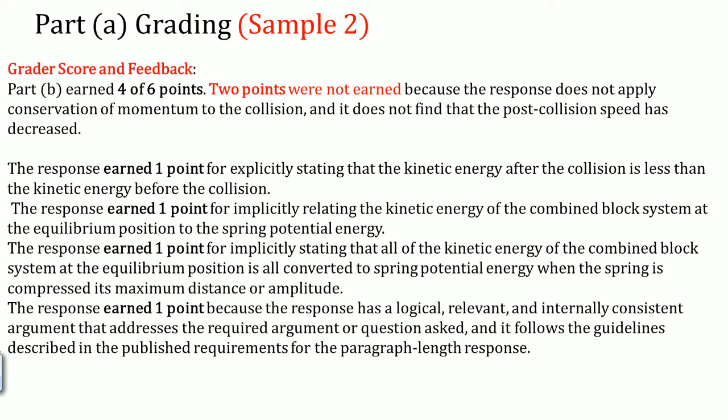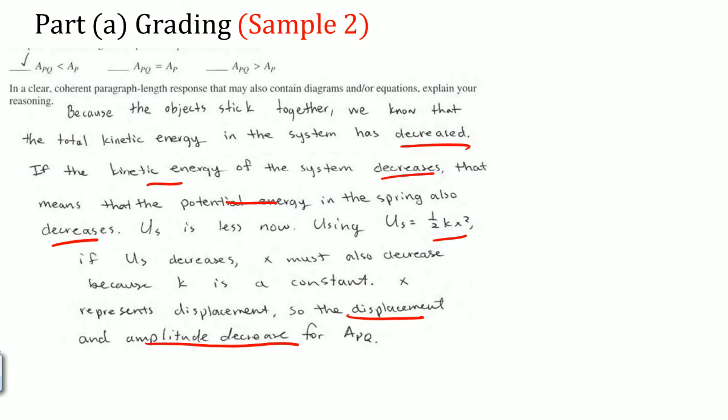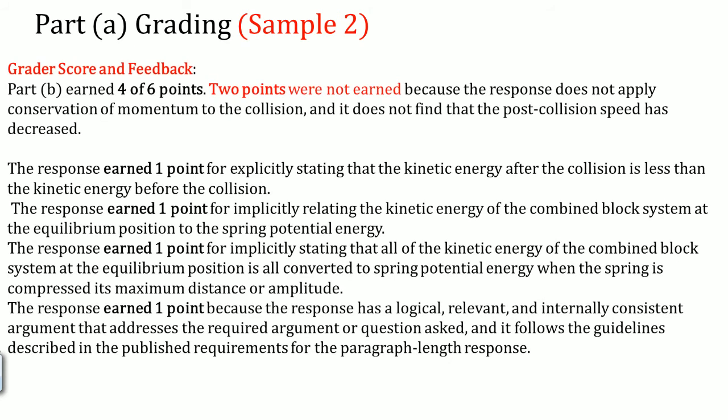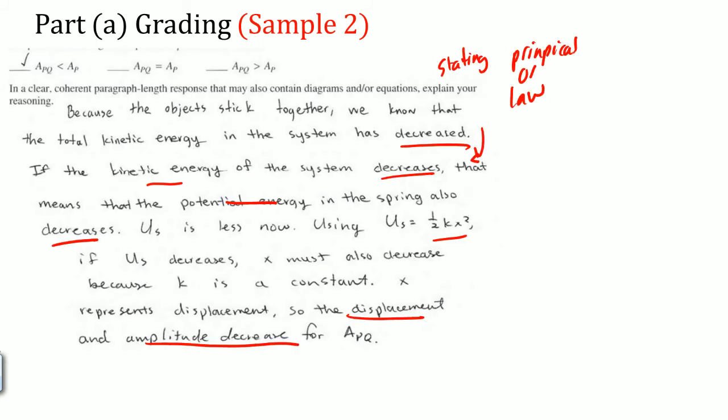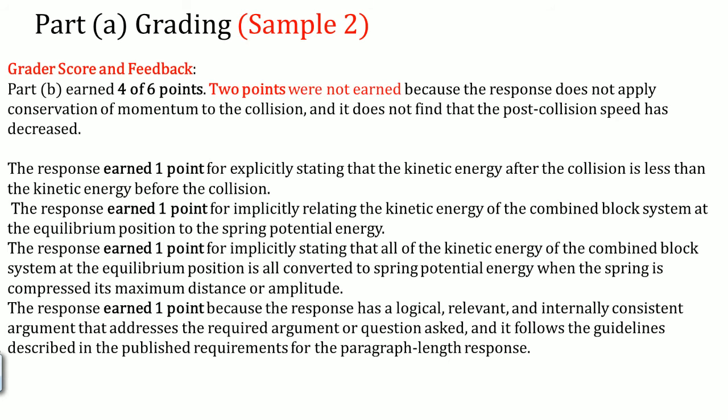2 points were not earned because the response does not apply conservation of momentum. Oh, that's correct. So the student starts analyzing this without stating a principle or a law. That's where the loss of the point was. And it did not find the post-collision speed has decreased. There's no mention of the post speed, potential energy, kinetic energy. Nope, there's no mention of that. But the student does earn everything else.